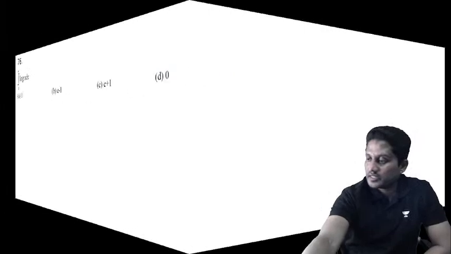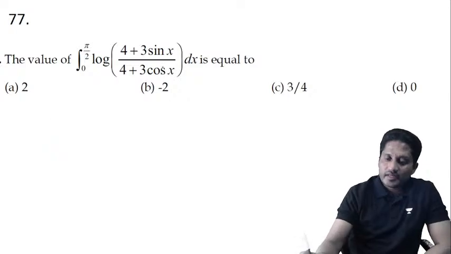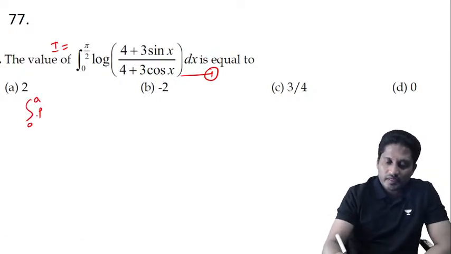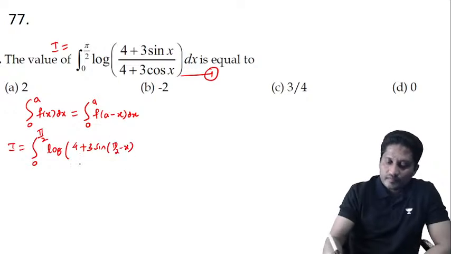Right, let's move to the next question. See, if I take this as I and call it equation 1, I'm going to use the property integral 0 to a f of x dx is equal to integral 0 to a f of a minus x dx. This becomes I is equal to, limit is 0 to pi by 2, log of 4 plus 3 times sine of pi by 2 minus x divided by 4 plus 3 times cos of pi by 2 minus x.